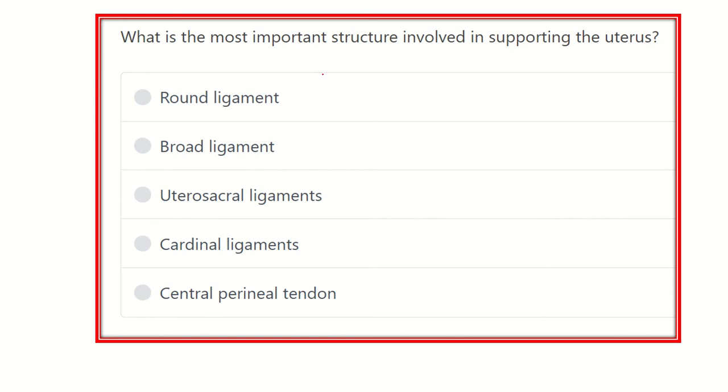So here, the key point: most important structure involved in supporting the uterus. We know that the uterus lies in the pelvic cavity. So when a person stands, the uterus should be supported against gravitational force, or it will descend down. So let's see first of all the uterus.